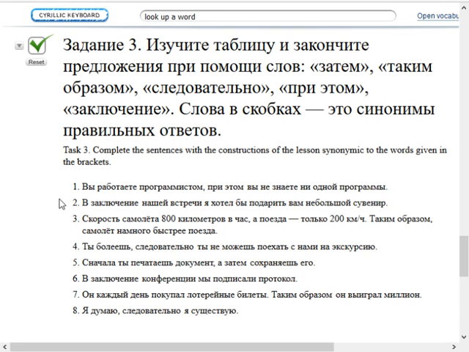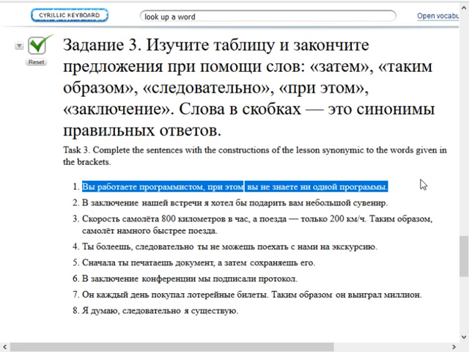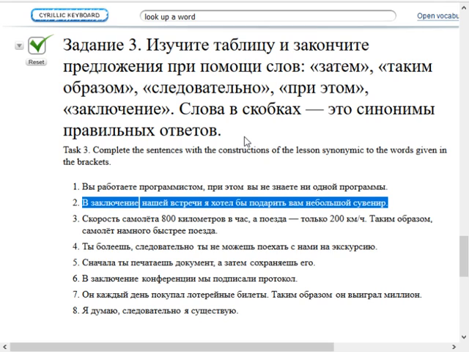Okay, so I cheated a little bit by just looking at the synonyms of the words that you're supposed to fill in. But let's go ahead and actually read these. So, вы работаете программистом, при этом вы не знаете ни одной программы. So, you work as a programmer. Despite that, you do not know one program, or you don't know one single program.